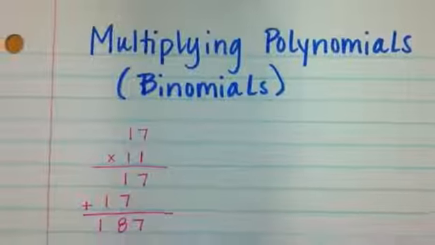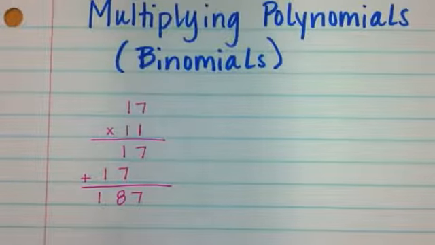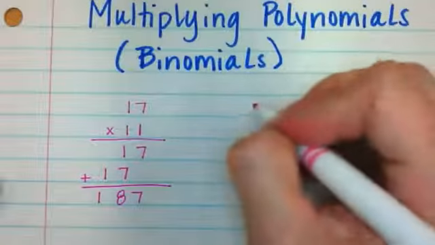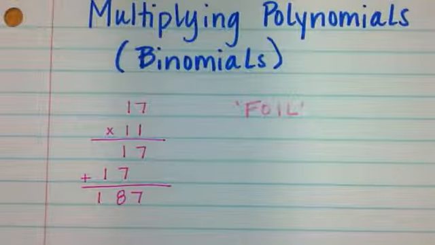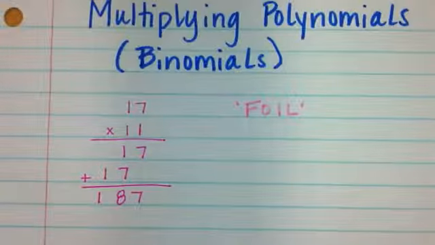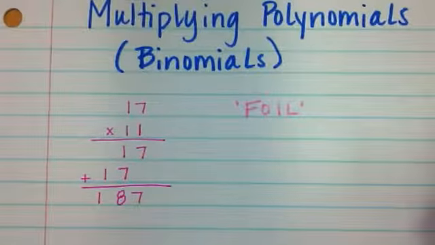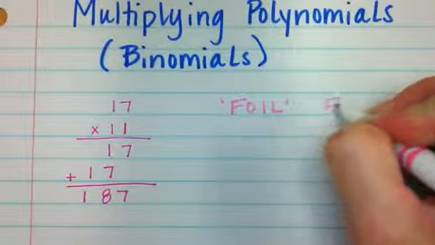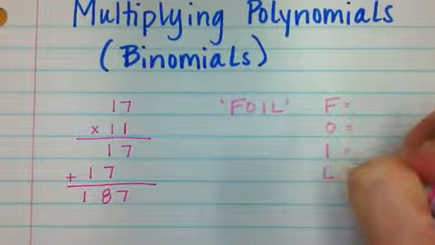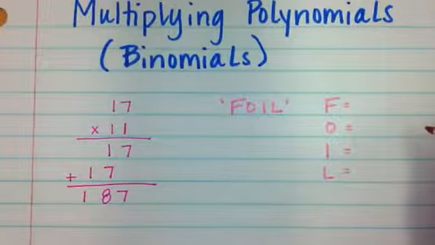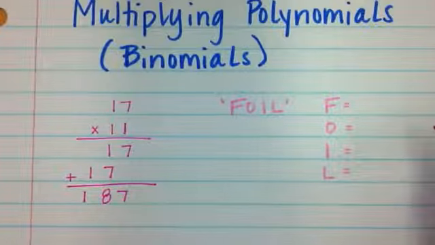What we're doing with polynomials or binomials is extremely similar. So to start us off, we have a process that we use, and it's called FOIL. You may have heard some of the algebra kids talk about foiling, or someone might say, oh, you have to FOIL that. Well, it's an acronym, and it stands for the 4 steps that we need to do in order to make sure that we multiply the binomial to the binomial completely.